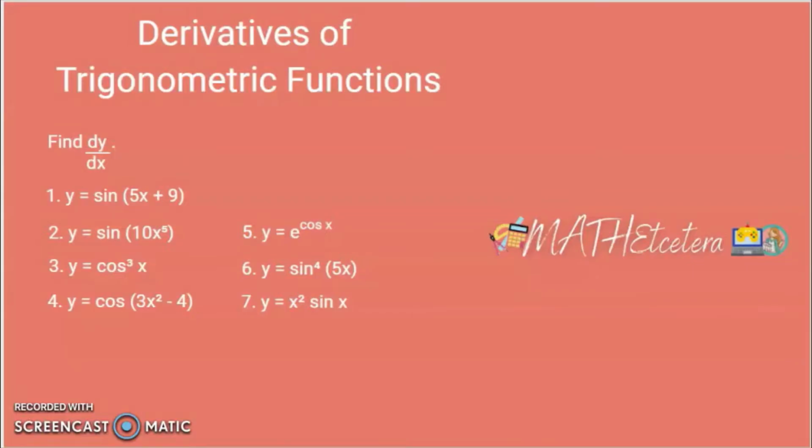Welcome back, learners! In this video, we're going to apply the derivative rules for trigonometric functions. We will find the derivative of y with respect to x of each of the following.